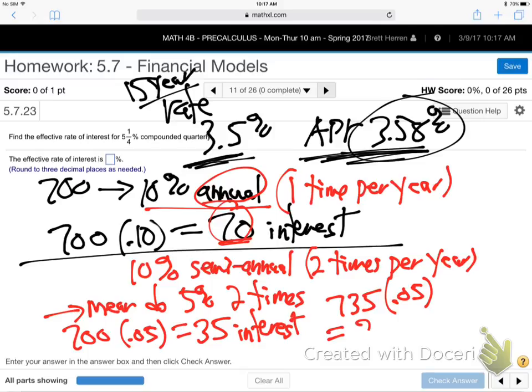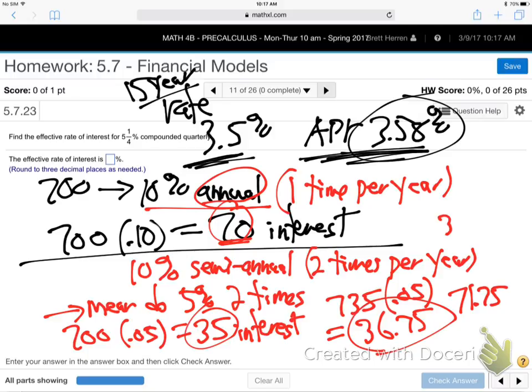3675. 30. So the second time you get 3675 instead of just 35. Add those two up. What is that? 7175. I just added 35 and 3675. Right? 7175. So I actually got paid a little more interest than I did. They're both called 10%, but the second one is 10% done twice, really meaning 5% done twice. So that's what they mean.